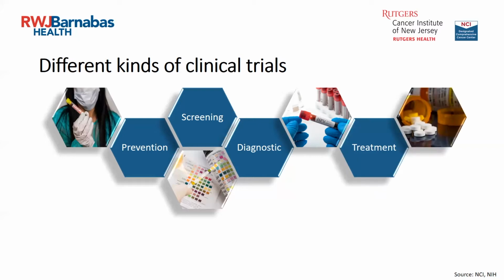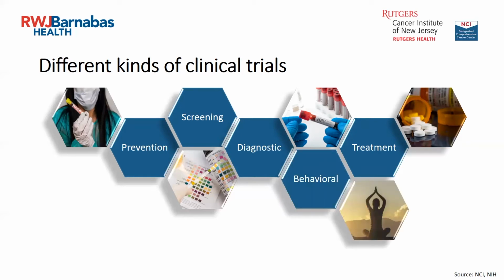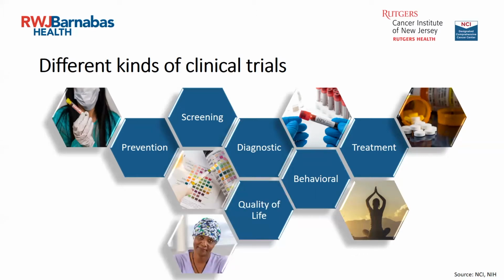Treatment trials test new treatments. This could be a new combination of drugs or new approaches to surgery or radiation therapy. Behavioral trials look at behavioral changes meant to improve health. Quality of life trials or supportive care trials find ways to improve the comfort and quality of life of people with illnesses.